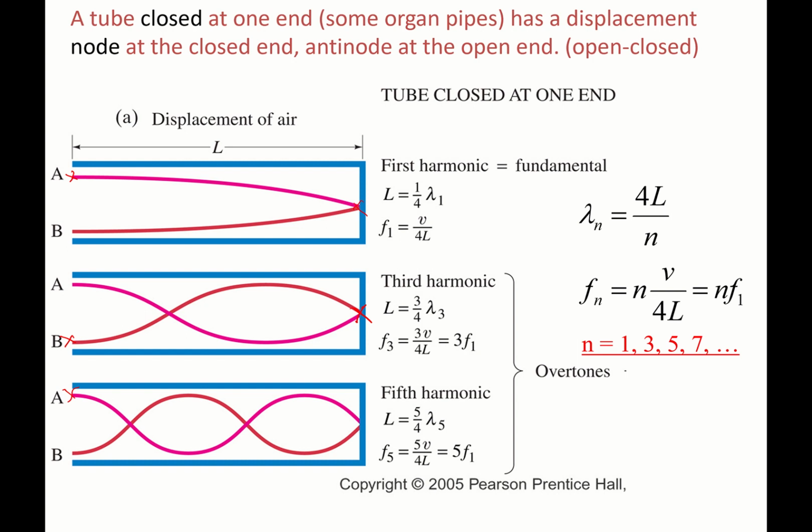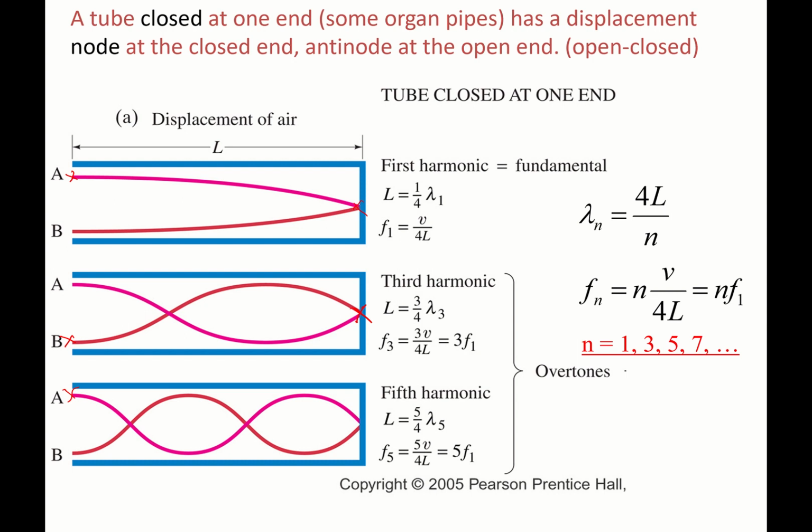So the allowed wavelengths are 4L over 1, over 3, over 5. I can't have any even numbers for my harmonics. And since the frequency is v over lambda, the frequency is also going to have that 4L dependence, and the allowed values of n will be 1, 3, 5, and 7. So then I'll have to use nv over 4L to get the frequency.